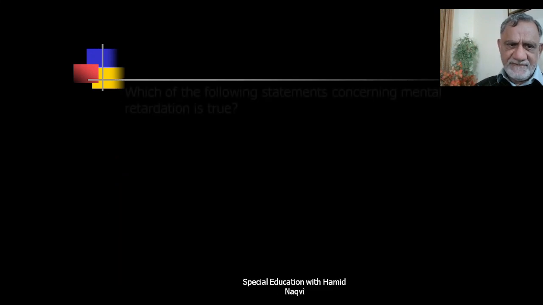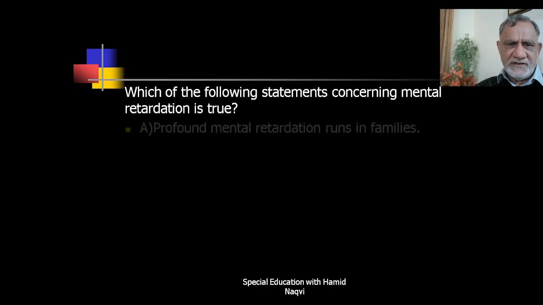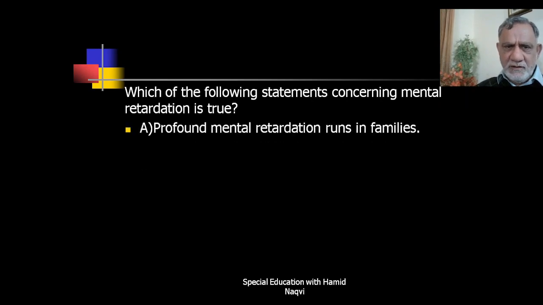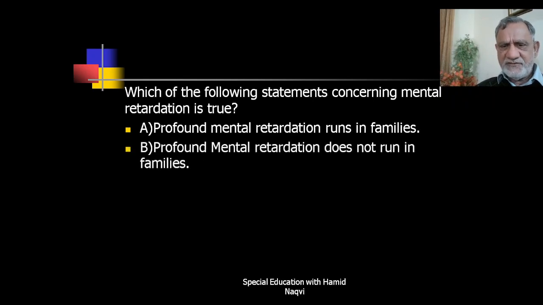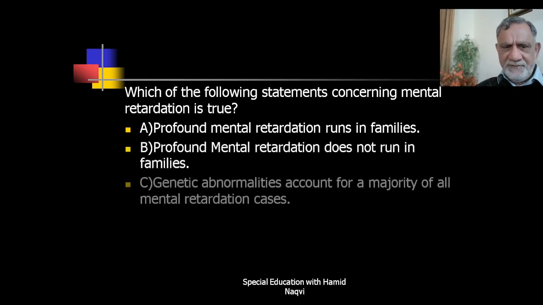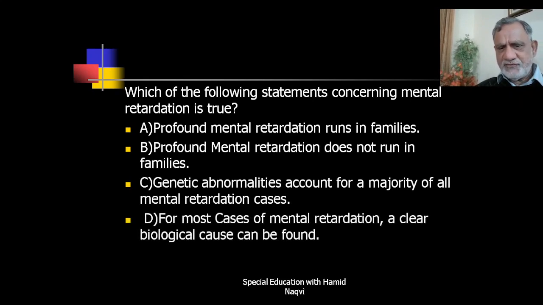Which of the following statements concerning mental retardation is true? Profound mental retardation runs in families. Profound mental retardation does not run in families. Genetic abnormalities account for a majority of all mental retardation cases. For most cases of mental retardation, a clear biological cause can be found. The correct answer is B. Profound mental retardation does not run in families.